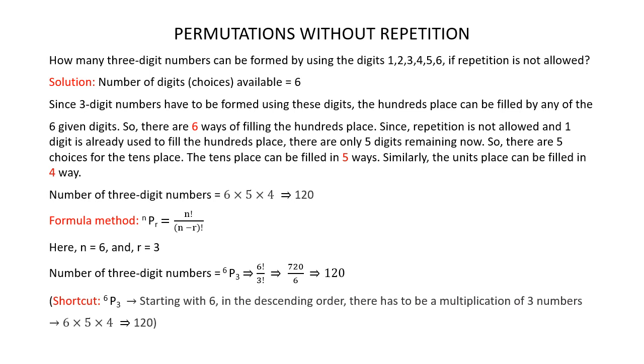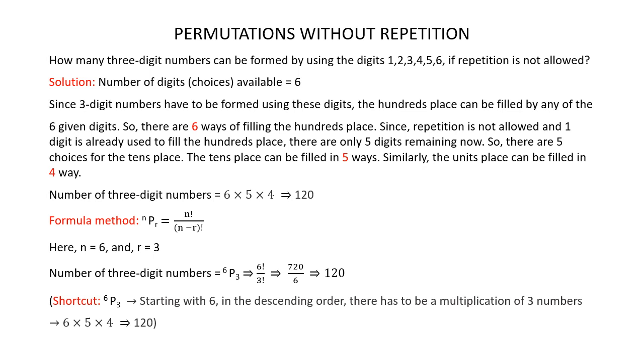Now the number of 3-digit numbers is equal to the number of ways of filling the hundreds place and the number of ways of filling the tens place and the number of ways of filling the units place. Now and means multiplication. So the number of 3-digit numbers is equal to 6 multiplied by 5 multiplied by 4, which is 120. Now you can find the 3-digit numbers formed by using the given digits by using the formula method.